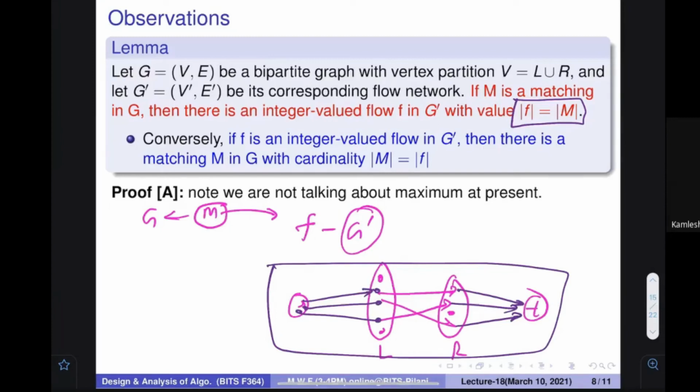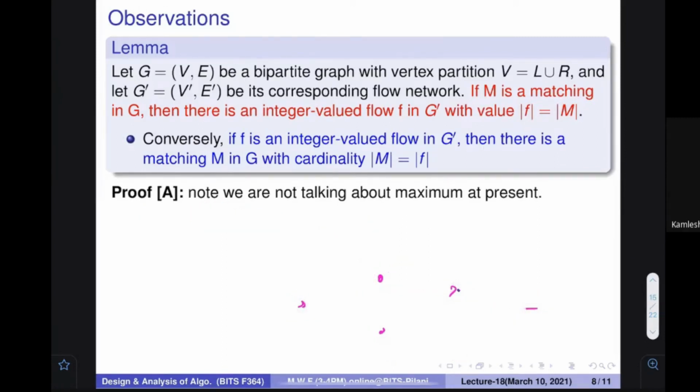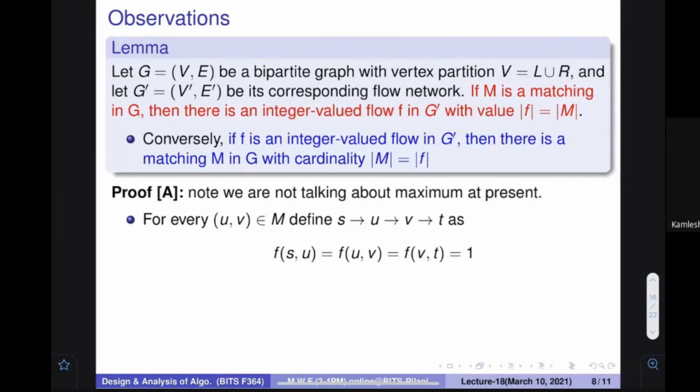Let us see a formal proof. That is great, but this was a proof sketch, so let us see a formal proof for that. As I told you, for every UV in the matching, I am going to define a path S to U, then U to V, and then V to T, such that the flow on S to U, U to V, and V to T is equal to 1.